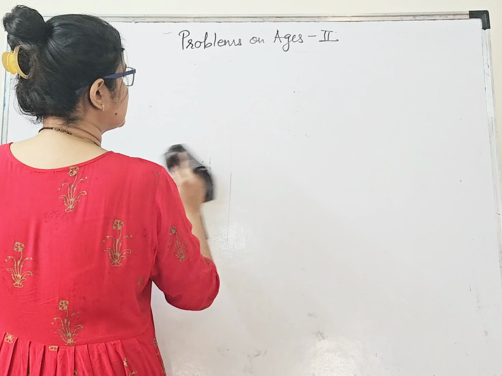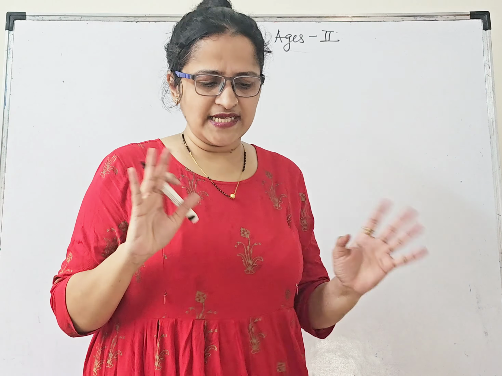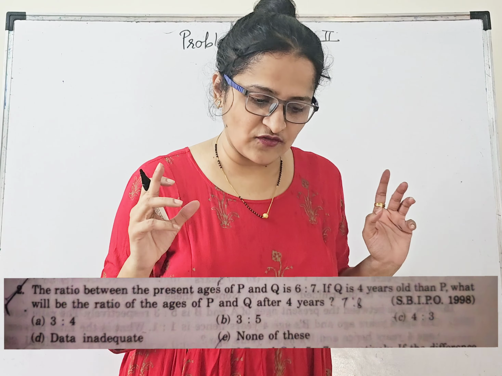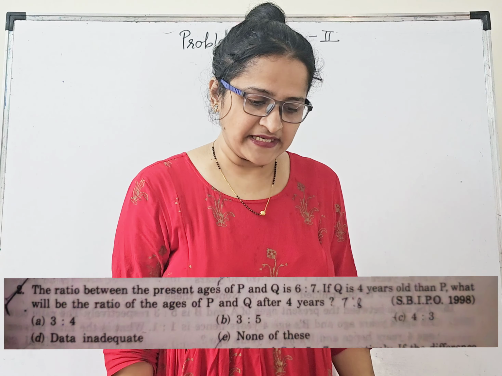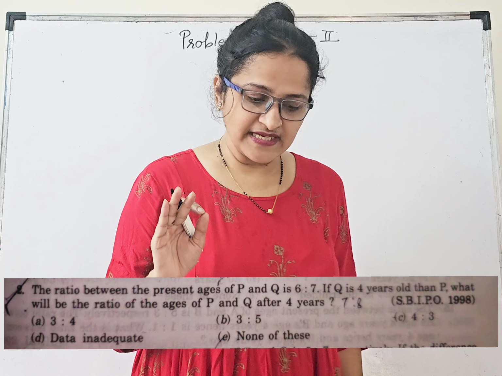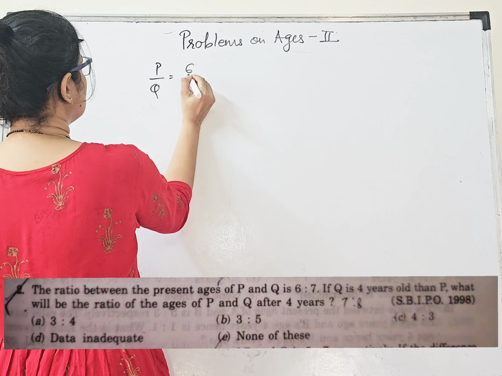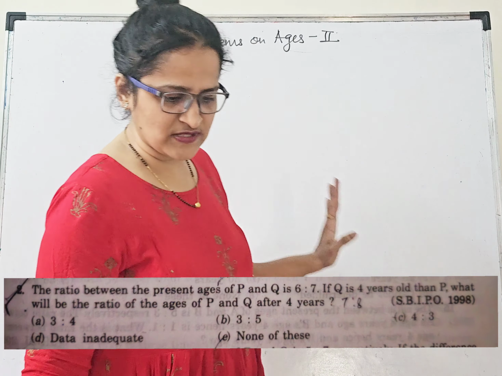These are very easy. They look difficult because of ratio, but trust me, ratio and proportions are very easy to solve. So the next example is also flashing on the screen. It says that the ratio between the present ages of P and Q is 6:7. P and Q is straightaway given to you as 6:7.